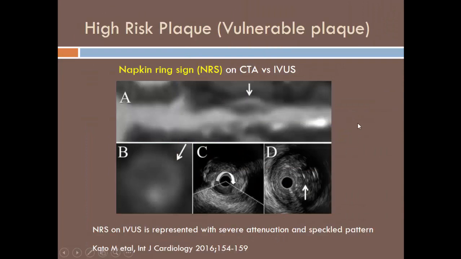So this is another example of a correlation between CT angiography and IVUS, and this is a napkin ring sign in this plaque. And the authors said that on IVUS, the napkin ring sign has a speckled pattern.